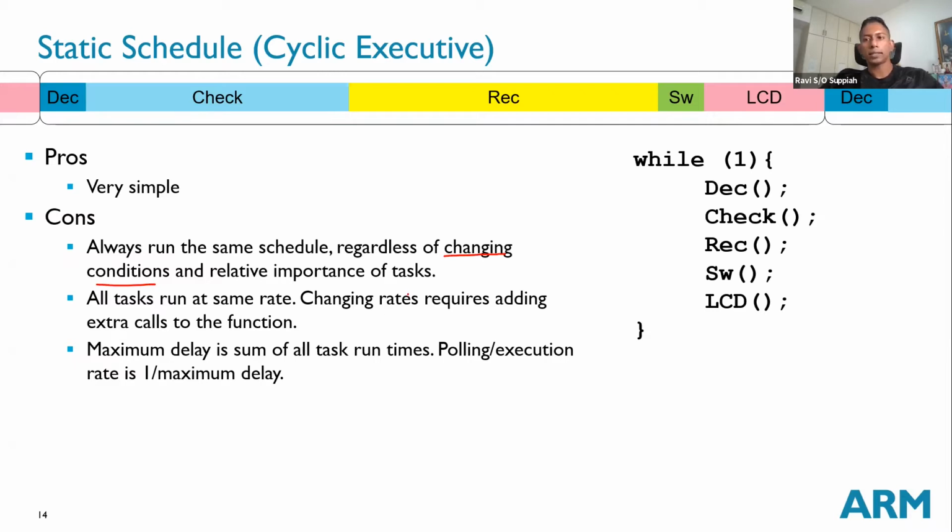Okay, and all the tasks run at the same rate. That means if I say that this whole sequence takes t seconds to complete, then each task will only run one time in the interval of t seconds. So when I complete one, let's say I just complete decode, I need to wait for the full t seconds before the next time I have an opportunity to run the decode one more time.